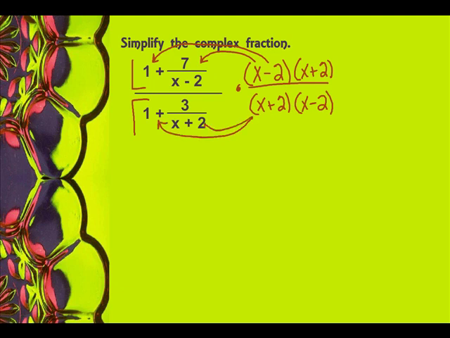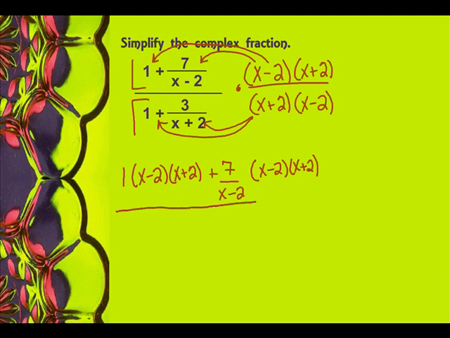Okay? So let me write that out. I'm going to have 1 times x minus 2 times x plus 2. Now remember, it doesn't matter if I write x plus 2 times x minus 2. It's the same thing. Plus 7 over x minus 2 times x minus 2 times x plus 2. Now that's just the top. Yep, a lot of writing here.